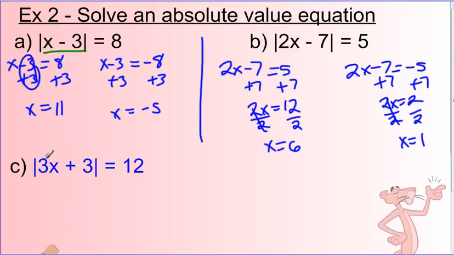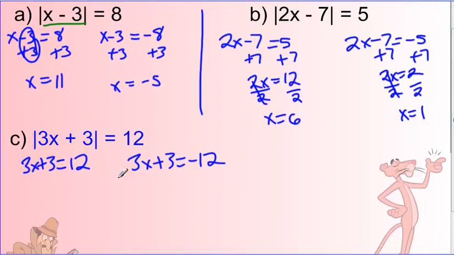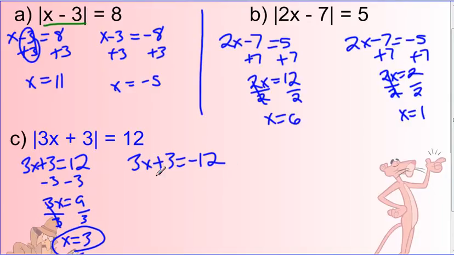Okay, so let's see. Here's what you should have done. You should have taken 3x plus 3 equals 12 and 3x plus 3 equals a negative 12. Then you solve each of these separately, so minus 3, giving you 3x equals 9. Divide by 3, cancel, x equals 3. And on the other side, you subtract 3. 3x equals a negative 15. Divide by 3 on both sides. These cancel. x equals a negative 5.